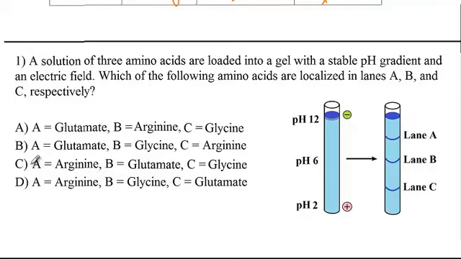Of all the answer choices, these two so far are correct. Then for lane B, which is a neutral pH, we can have glycine, so choice D is correct so far. And then for lane C, we will have acidic amino acids, so choice D would be the correct answer.